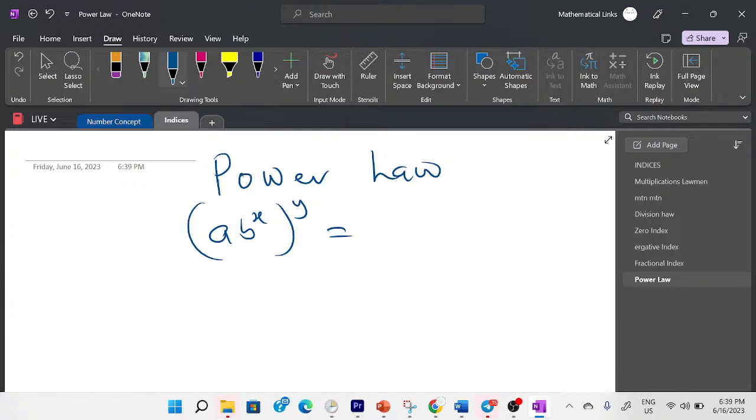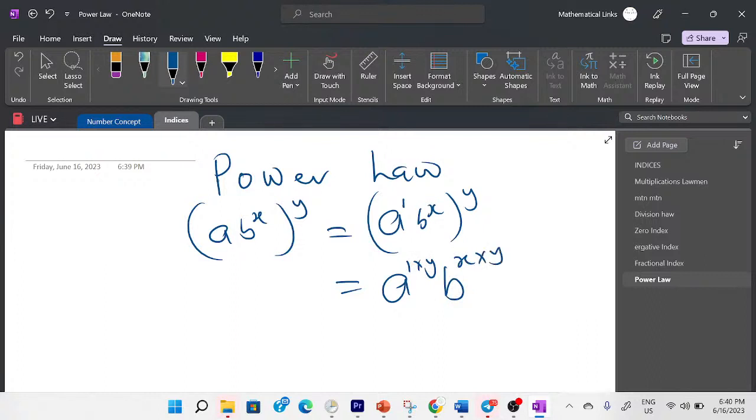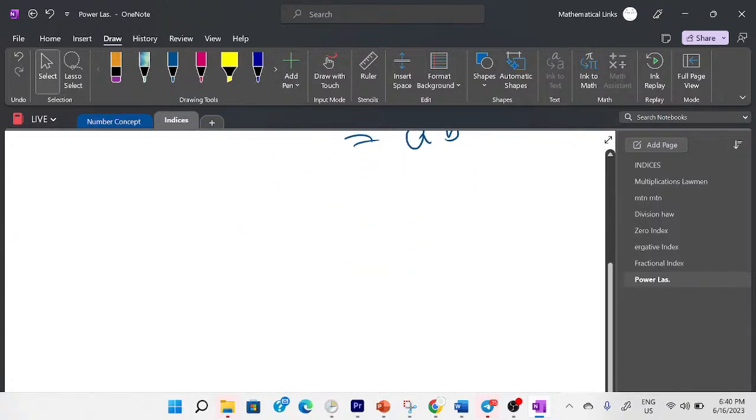So that means I can rewrite this one like this. A to the power of 1 is same thing as a, then b to the power of x. Okay, everything to the power of y. So I need to multiply the powers by the power y here. So it will be a to the power of 1 by y, then b to the power of x by y. So that is what you need to do. So you need to use this y to multiply this power here, then you use it to multiply the power here, and this will give you a to the power of y, then b to the power of x y. So that is what power law of indices does.